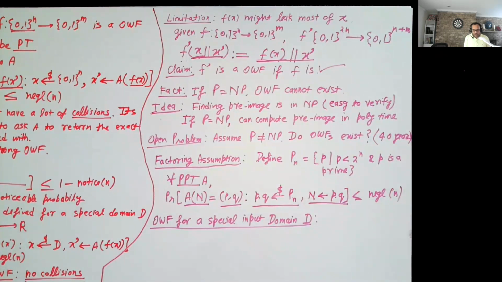So now if we are talking about one-way functions for a special input domain, the input is only supposed to come from this domain, and the guarantee that the function is one way only holds if the input comes from this input domain. If you choose some other type of input, inverting might be very easy. So what is this input domain? Well, this input domain just consists of sampling 2 primes.